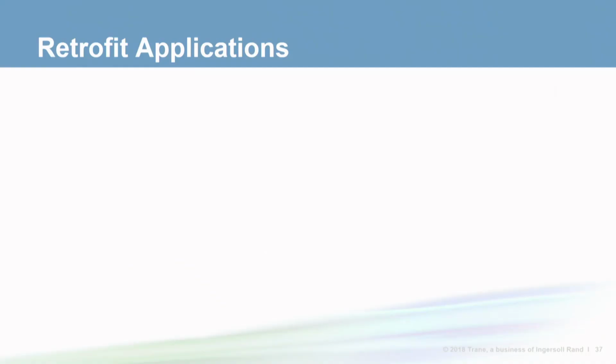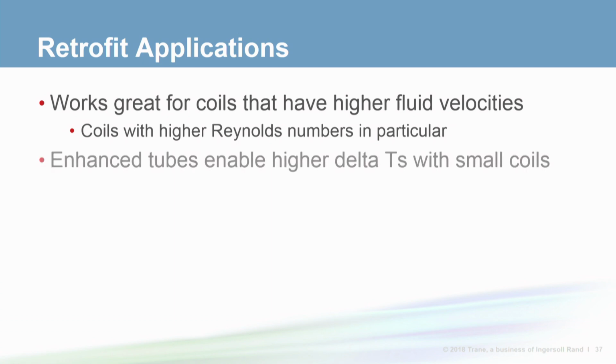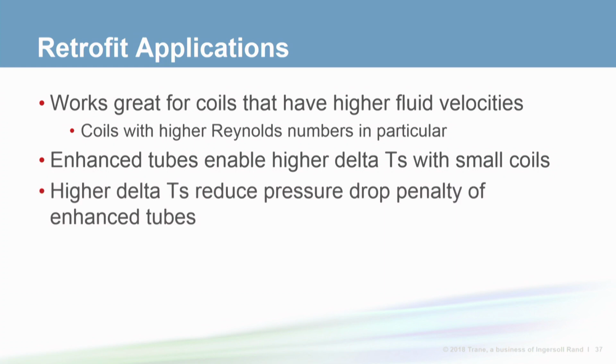These examples provide us with a few conclusions. Higher delta T's work great with coils that have higher fluid velocities, coils with higher Reynolds numbers in particular. If the tubes are or can be enhanced, higher delta T's can be used with smaller coils while minimizing the impact on the chiller. If your existing job has enhanced tubes, you should definitely consider higher delta T's.